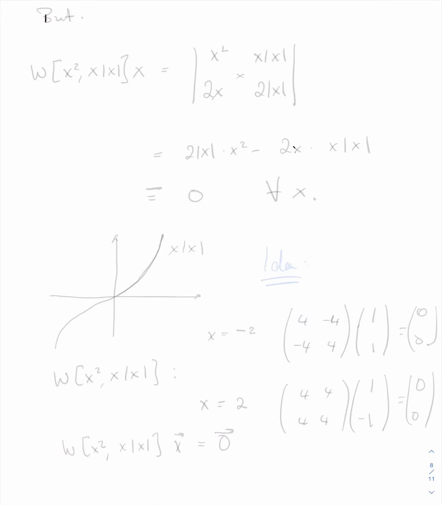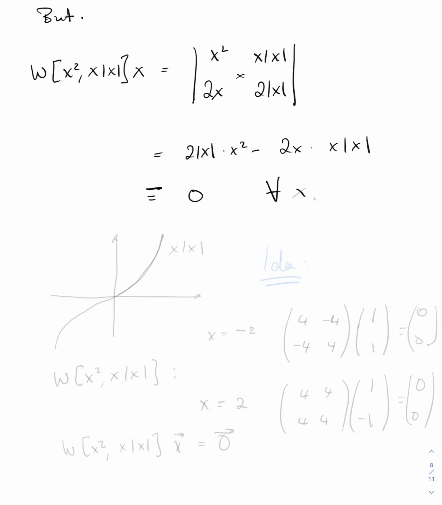However, let's look at the Wronskian as a function of x. Well, on the first line, we're going to have x squared and then x times the absolute value of x. Then on the second line, we have the derivatives. And if you think a little bit about this, you'll see that this is what we get. Finding the determinant, we've got 2x times the absolute value of x times x squared minus 2x times the absolute value of x. This is uniformly 0 for all x.